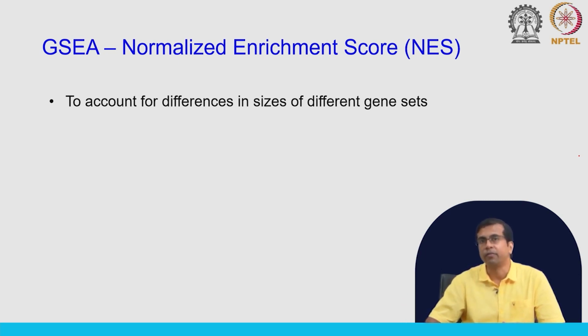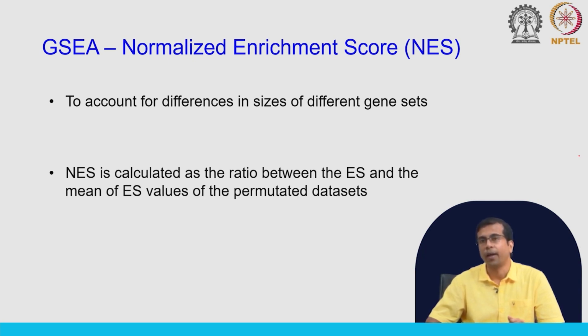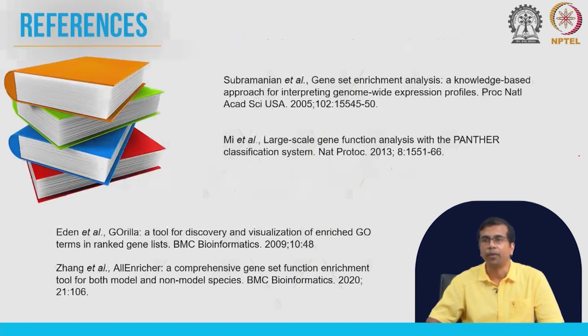So, again, to account for these differences, because the number of genes will affect the enrichment score, as you are likely to find more matches, and so on. To account for differences in size of these different gene sets, the NES is calculated as the ratio between the actual enrichment score and the mean of enrichment score values of the permuted data sets. Once you have done this permutation, let us say 1000 times, you will get this enrichment score for all those data sets, and you calculate the mean and take the ratio of the actual enrichment score versus this mean of the enrichment score generated from the permuted data sets.